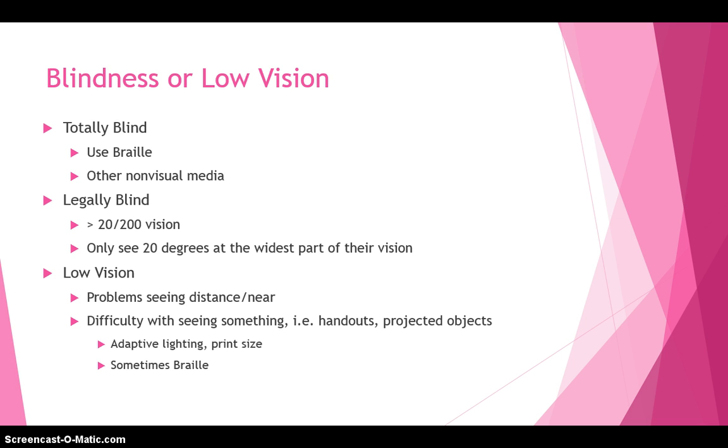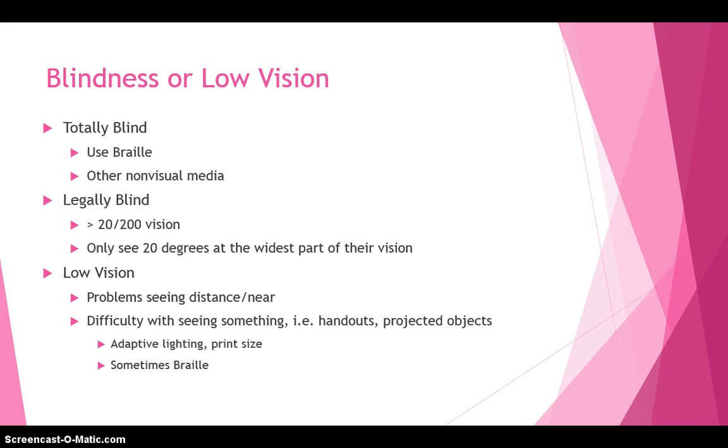For students who have blindness or low vision, there are different types of blindness or low vision. First, there's totally blind. Those students will usually use Braille or other non-visual media. And then there's legally blind, which means that person has a vision that's worse than 20/200, and they can only see 20 degrees at the widest part of their vision.